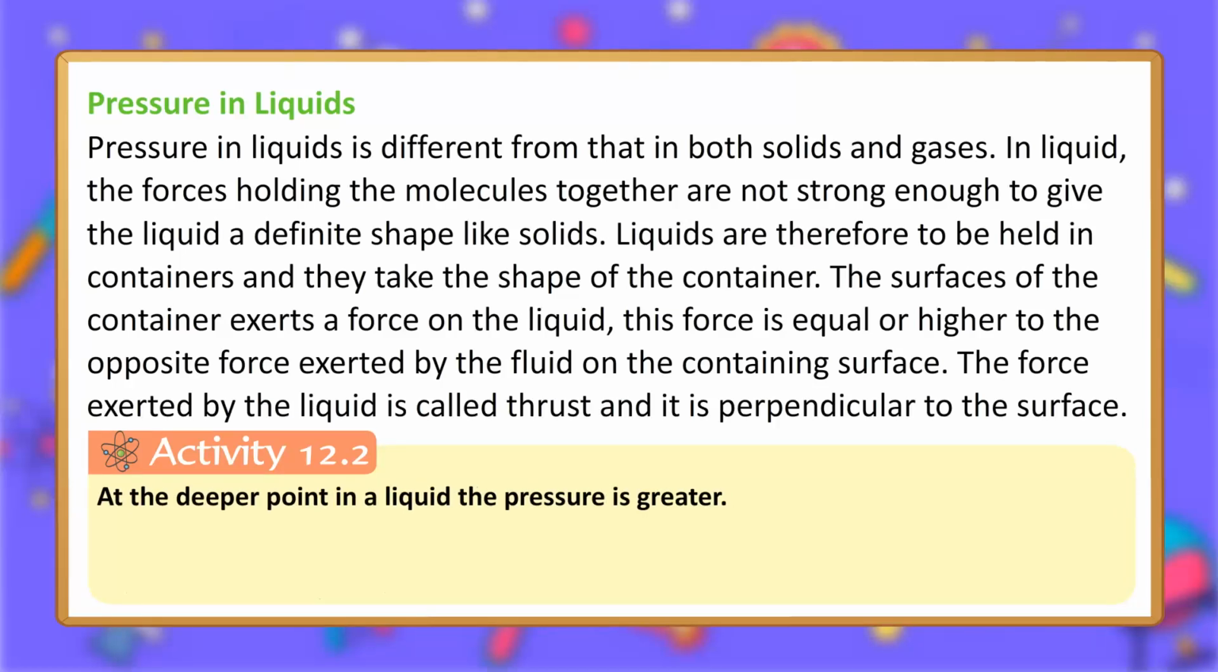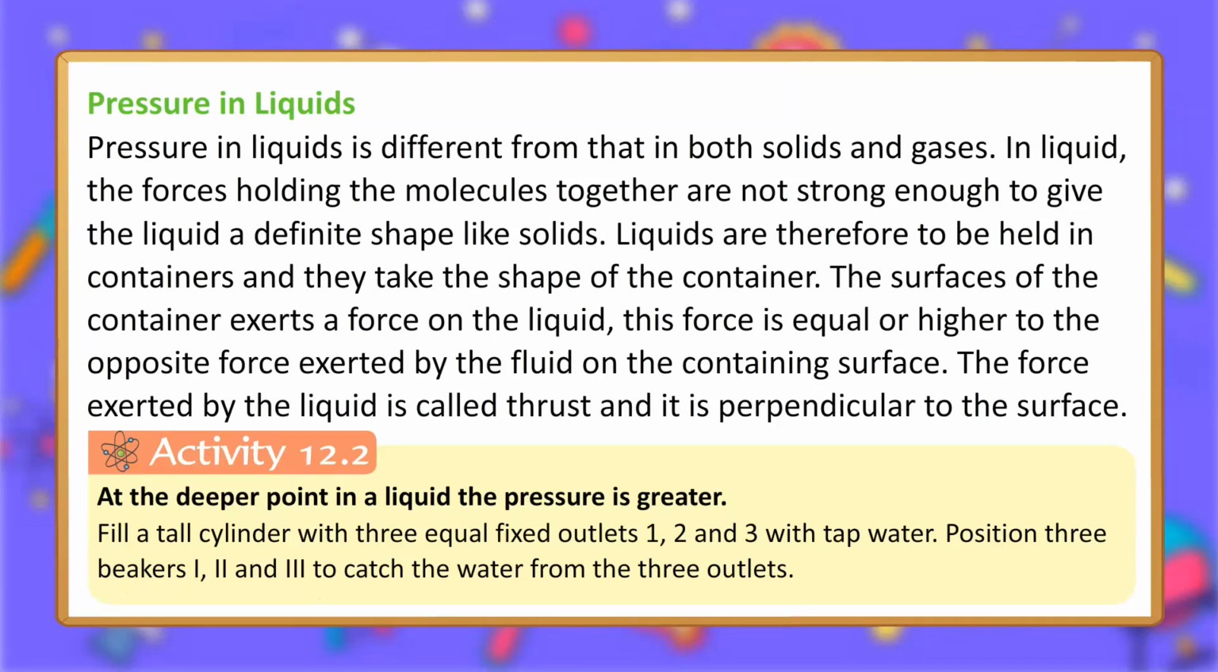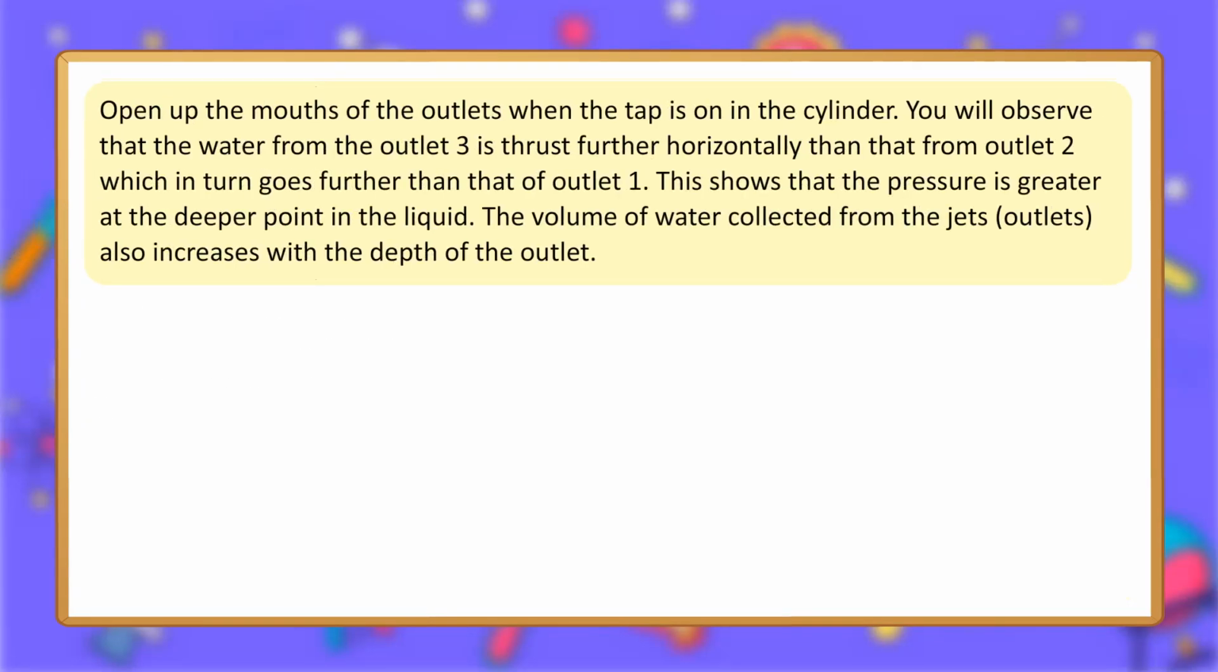Activity 12.2. At a deeper point in a liquid, the pressure is greater. Fill a tall cylinder with 3 equal fixed outlets 1, 2 and 3 with tap water. Position 3 beakers 1, 2 and 3 to catch the water from the 3 outlets. Open up the mouths of the outlets when the tap is on in the cylinder.